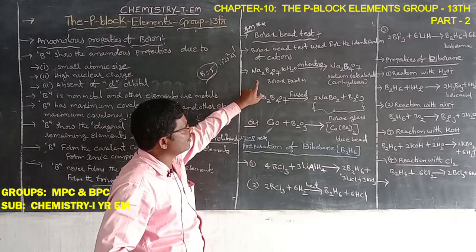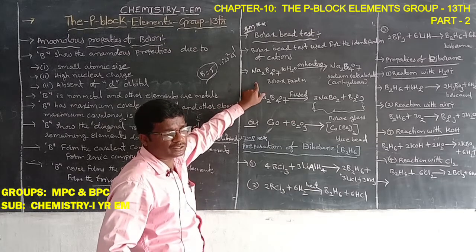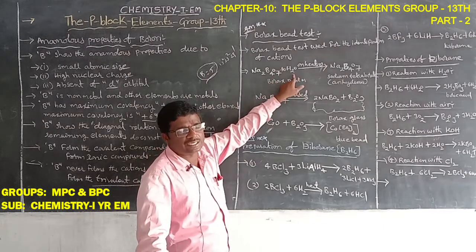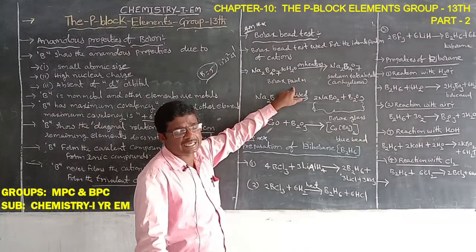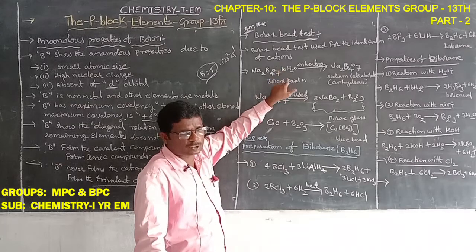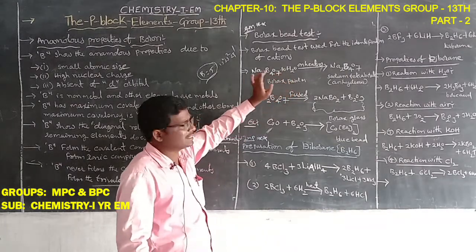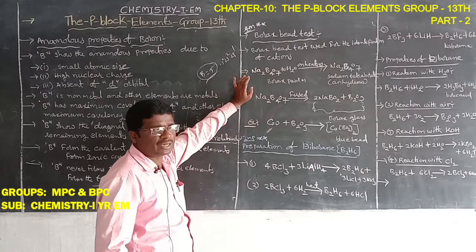Here is the first one, the borax formula: Na2B4O7.10H2O. That is also known as the borax general formula. Here is the borax powder: Na2B4O7.10H2O. That is also known as borax powder.